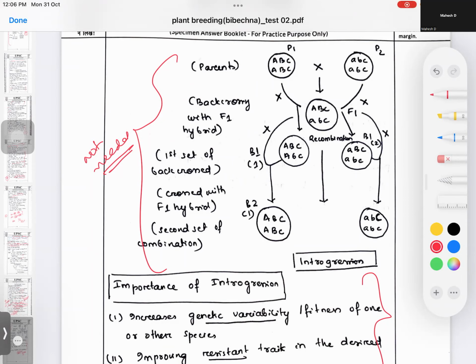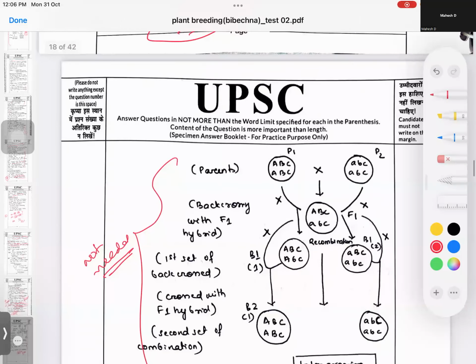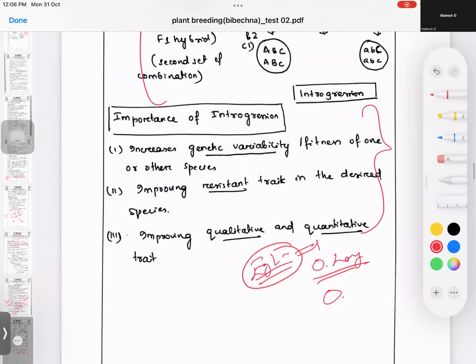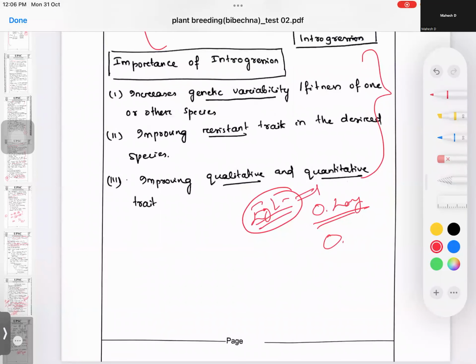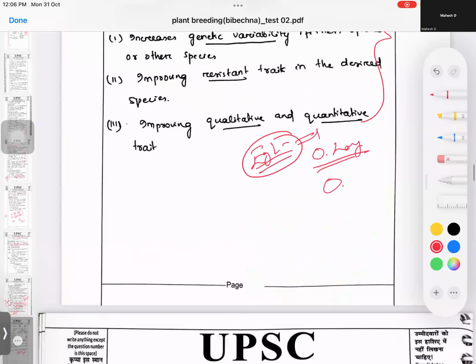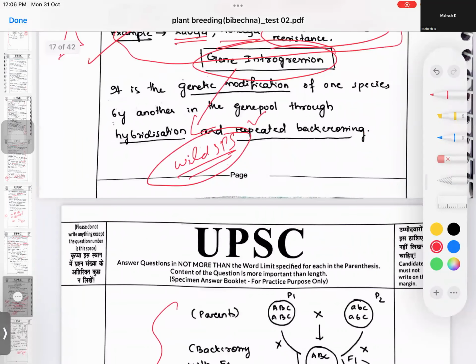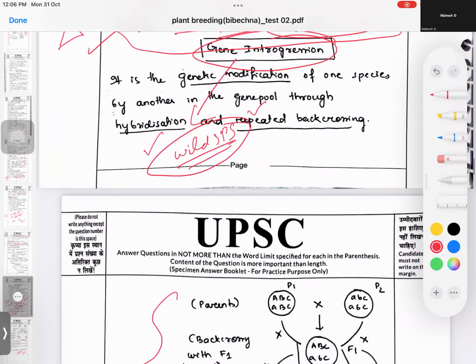Just to explain, you can do a simple backcross also. There is not that much time in the exam, it will take a lot of time. You should have gone in detail about the introgression, how we can introgress different genes from different species for different traits. You have not written the word introgression, which is the major keyword for wild species.